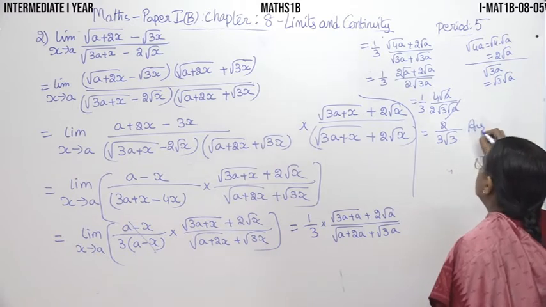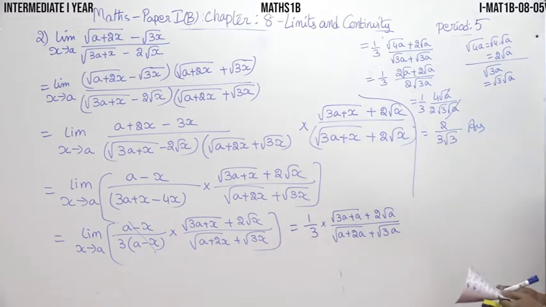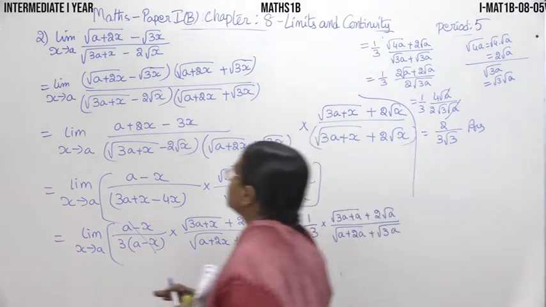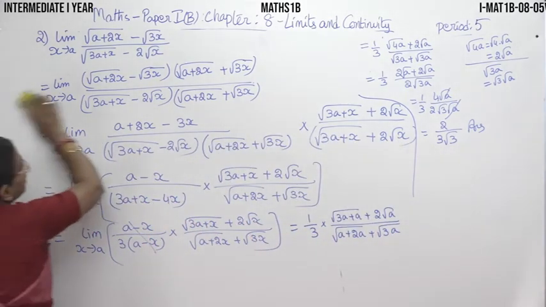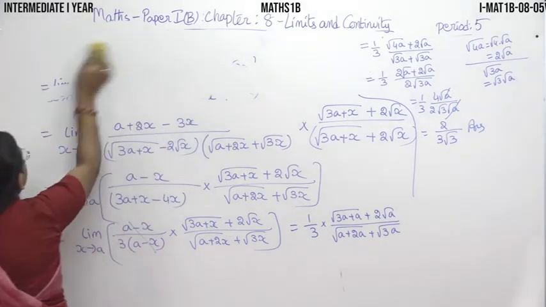This is the answer. So simplify properly. So it is 2 by 3 root 3. Yes, so rationalize both numerator and denominator. You can easily understand. The next problem, third problem.